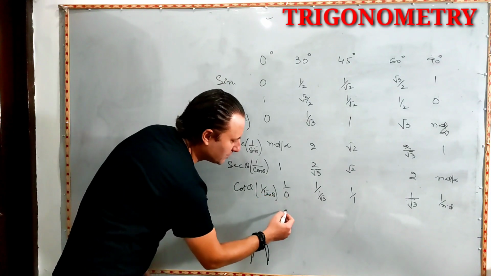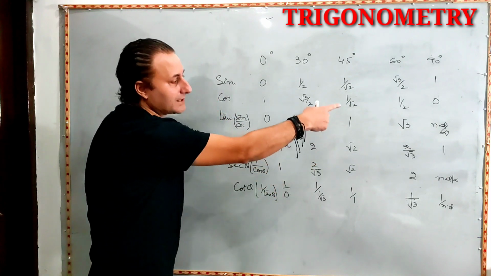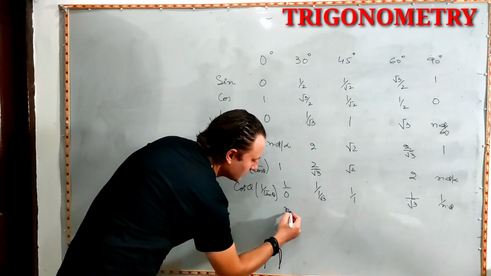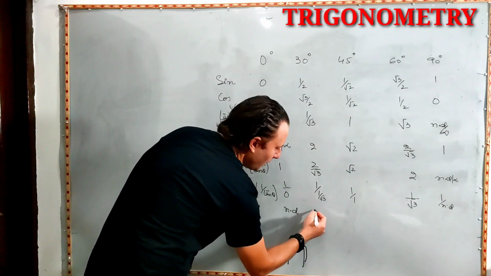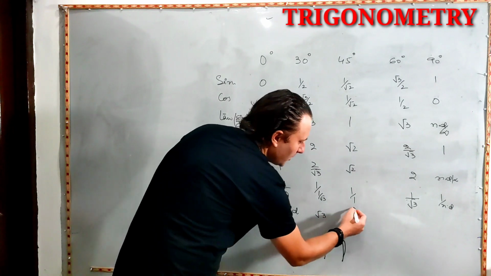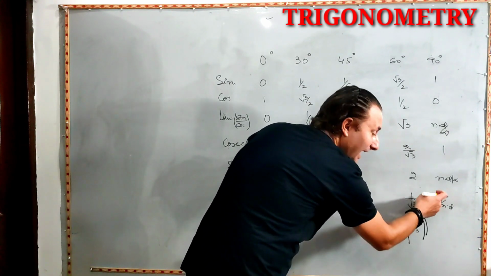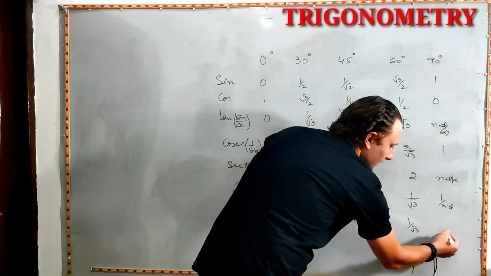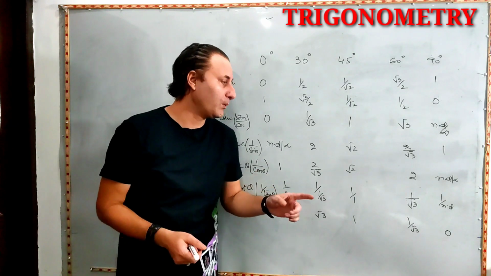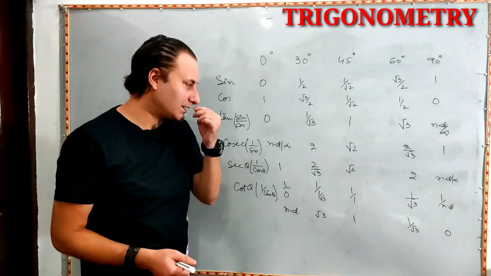Now 1 upon 0, it will be obviously not defined. As I said earlier as well, anything divided by 0 is not defined. Then 1 multiplied by root 3 into 1 is root 3. 1 upon 1 is 1. 1 upon root 3 will be 1 upon root 3. And 1 upon not defined is 0. Okay? Please guys, remember this. 1 upon not defined is a 0. Okay? So this is the table.